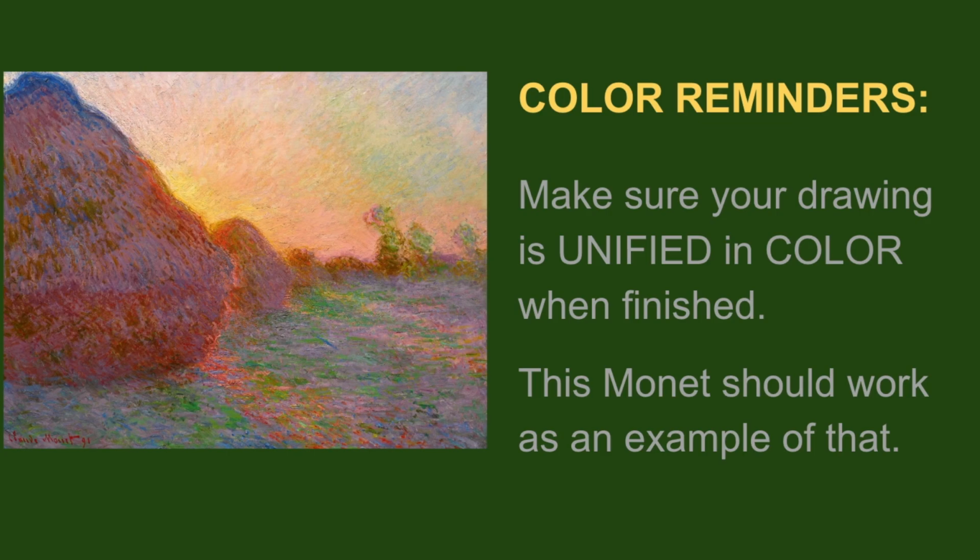When I'm talking about unity, notice there's warm colors in the sky, warm colors in the ground, and warm colors in the haystacks. There's also cool colors in the haystacks, cool colors in the shadows, and a little bit of cool color in the sky. And that's really what's unifying this, is using those different colors in multiple parts of the drawing, or repeating it.